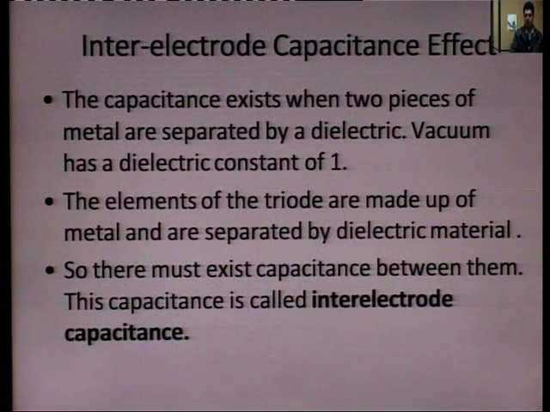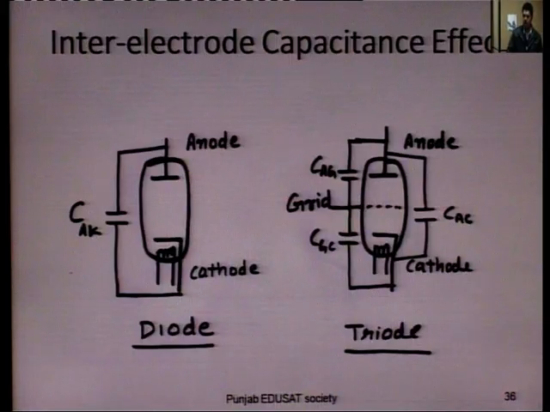I will show you the slide here. See here, in case of diode there are two electrodes, anode and cathode. Both anode and cathode consist of metallic pieces, wire. Between these two electrodes is a vacuum or air gap, so that acts as a capacitance. The inter-electrode capacitance will be CAK, anode to cathode capacitance.